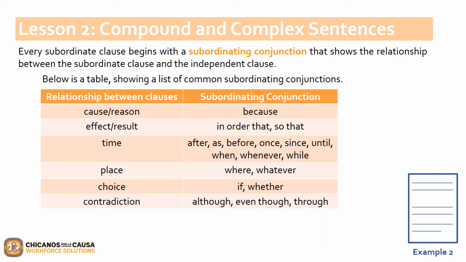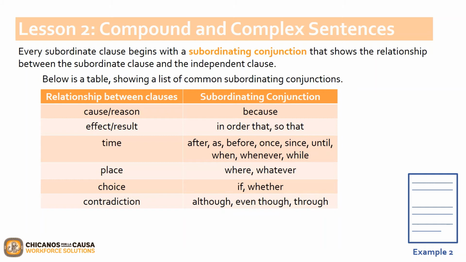In the third row, for relationship between clauses, it says time. The subordinate conjunction for this would be the words after, as, before, once, since, until, when, whenever, and while. In the fourth row, for relationship between clauses, it says place. And the subordinate conjunction for this would be the words where and whatever.